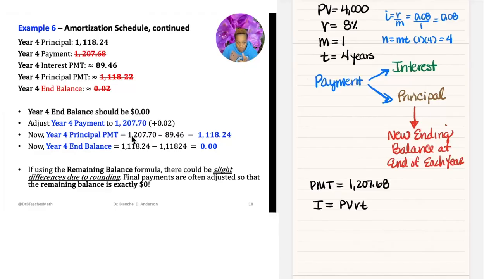So we adjusted your payment. We added the 2 cents to it. We subtracted what we get, the $89.46. That leaves you with the $1,118.24. And when you subtract that, right, you have 0. Okay. So if you were to go through and use the remaining balance formula, you would see differences too because of the rounding. But the final payments are going to be adjusted if there has to be, because there's always going to be some type of rounding where you have to compensate for it. So it's going to be adjusted.